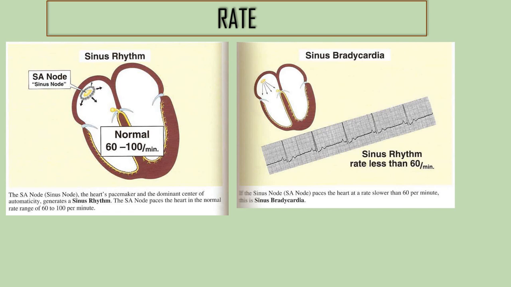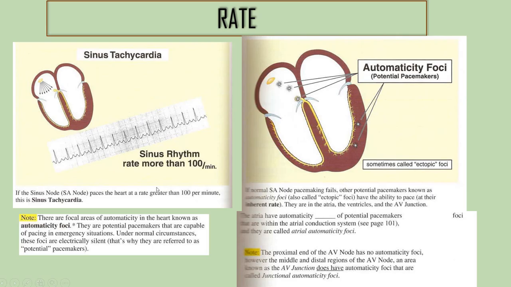Sinus rhythm, rate less than 60 per minute. Sinus tachycardia. If the SA node paces the heart at a rate greater than 100 per minute, this is sinus tachycardia. Sinus rhythm, rate more than 100 per minute.